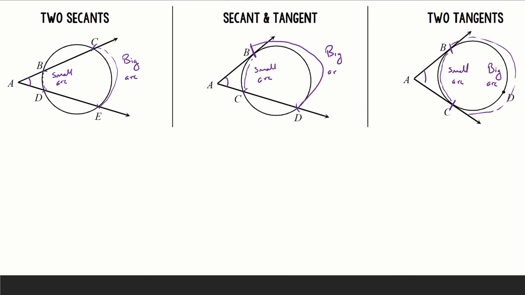And so regardless of which one you're looking at, when we're looking for the measurement of that outside angle A, it's always going to be half of the difference of the big arc minus the small arc. Now here, order does matter because we want to end up with a positive number. So we're going to subtract the small one from the big one, and not the other way around, because we will get negative numbers. Okay.